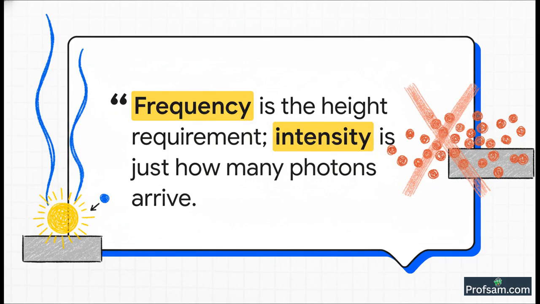Each photon acts all by itself. To kick an electron out of a metal, one single photon must have enough energy. A million weak photons can't all gang up and combine their energy to do the job of one strong photon.